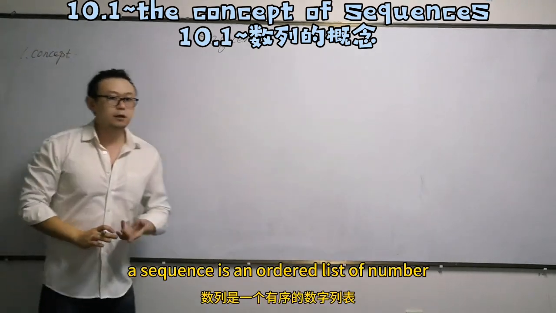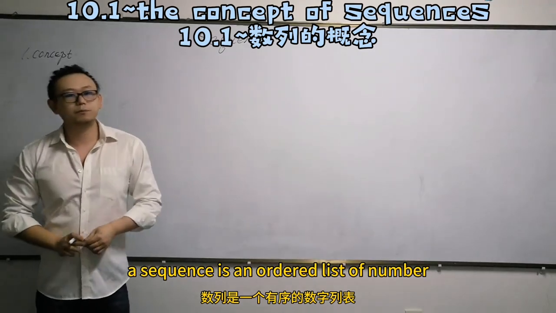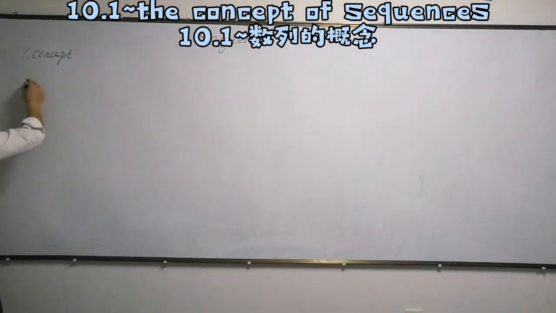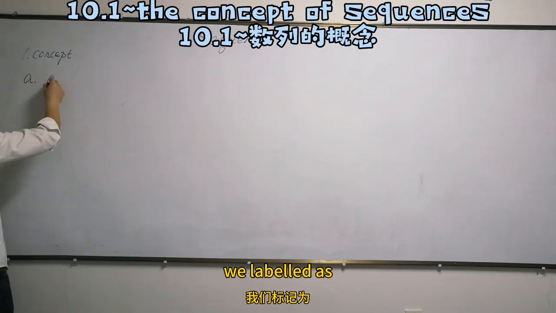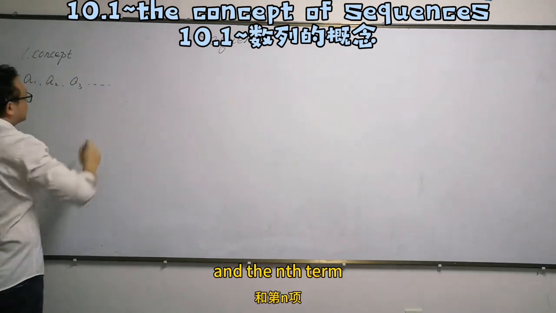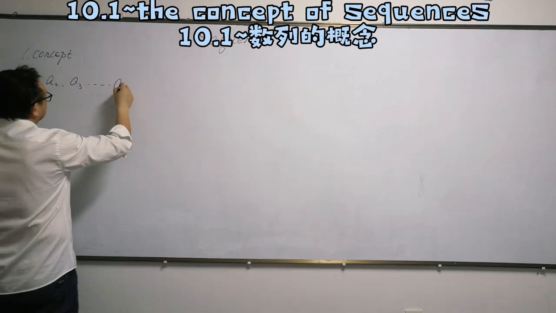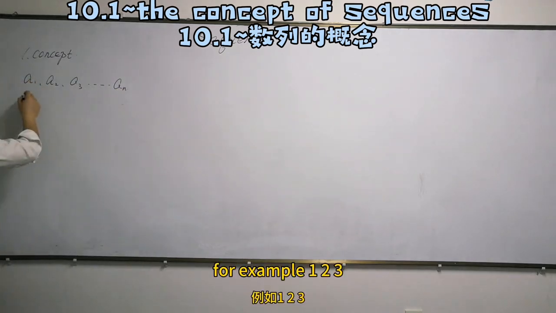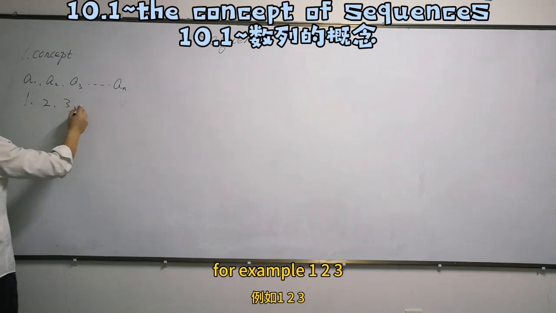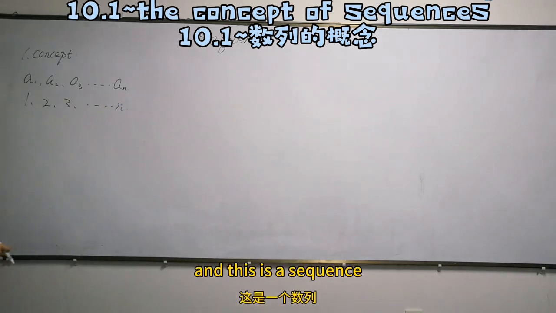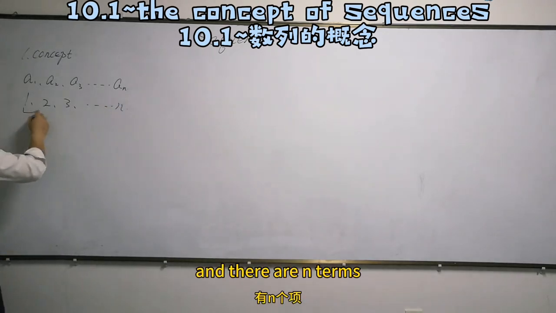A sequence is an ordered list of numbers, and each number is called a term. We label it as A1, A2, A3, and the nth term is denoted by an. For example, 1, 2, 3, and this is a sequence. And there are n terms.